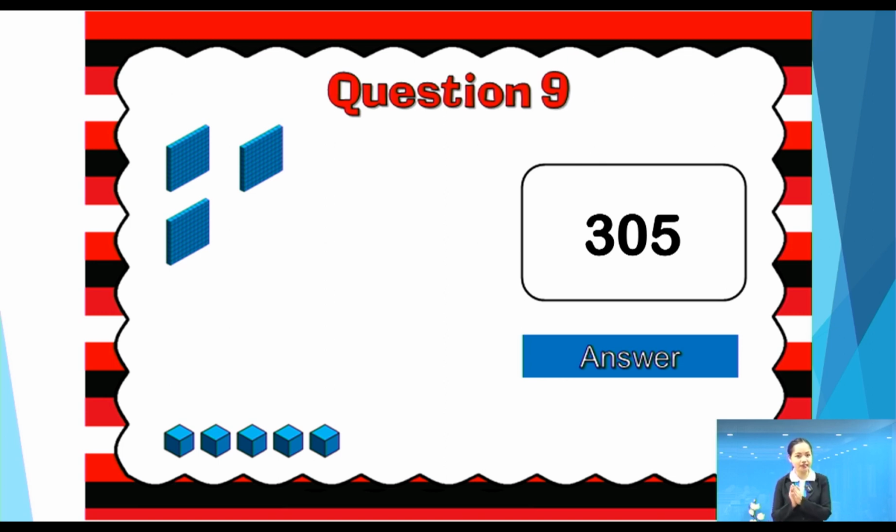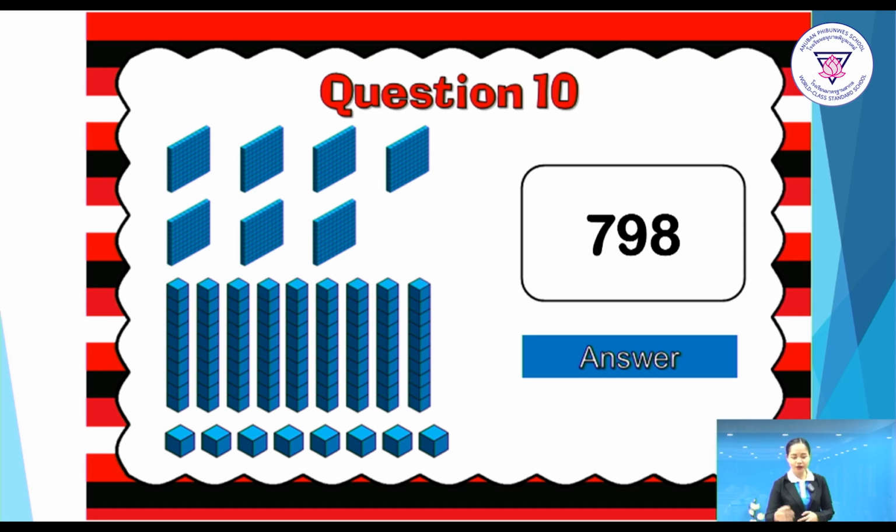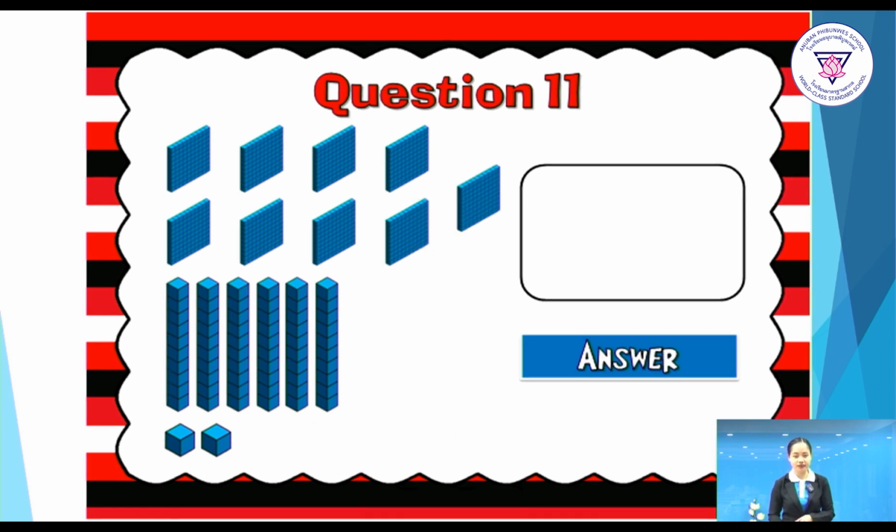And how about this one? What's your answer? Can you do it for me? It's 798. Okay, this number 11. This one you can see hundreds, you can see tens, and you can see ones. So what do you think is the answer? It's 962.